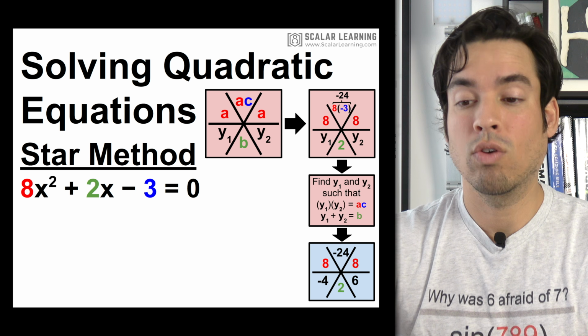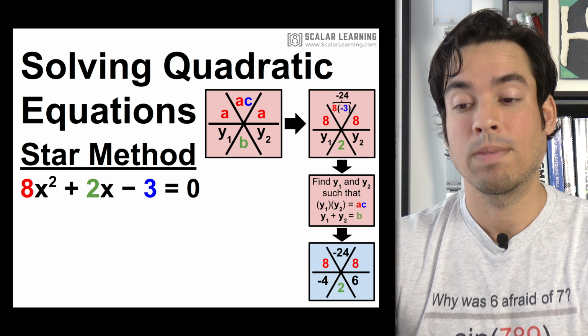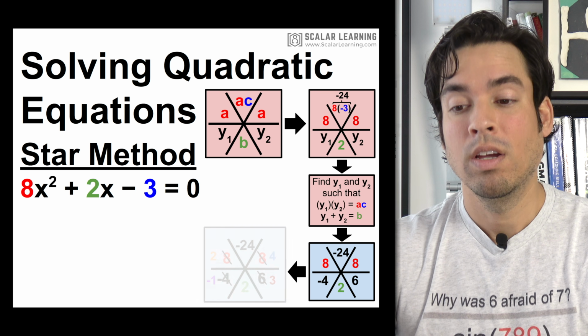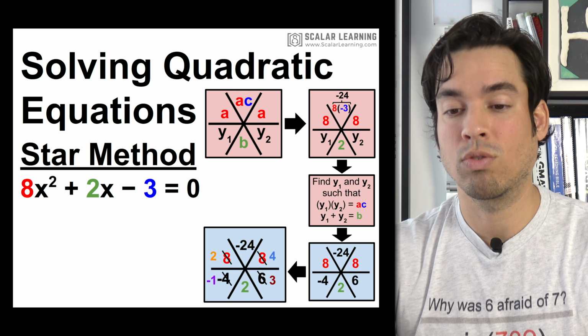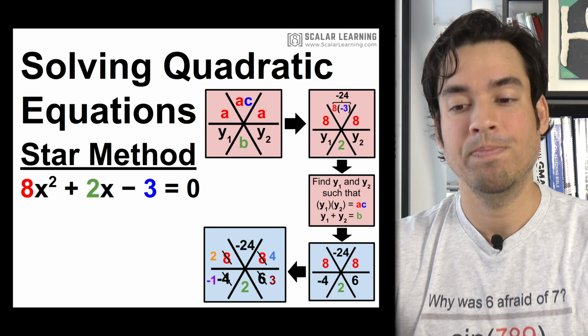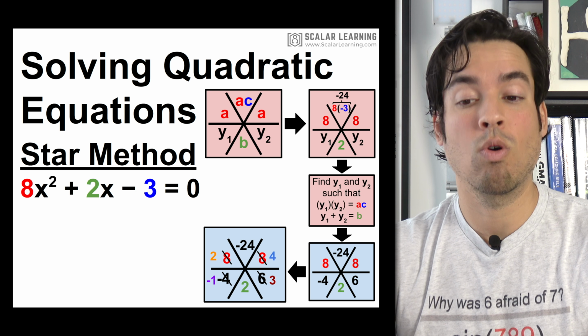Now look at that 8 over the -4. Look at that 8 over the 6. Those are the key pieces, right? Now I want to treat those like fractions. And so what I'm going to do is reduce both of those. You notice that 8 over -4 reduces to 2 over -1. 8 over 6 reduces to 4 over 3.